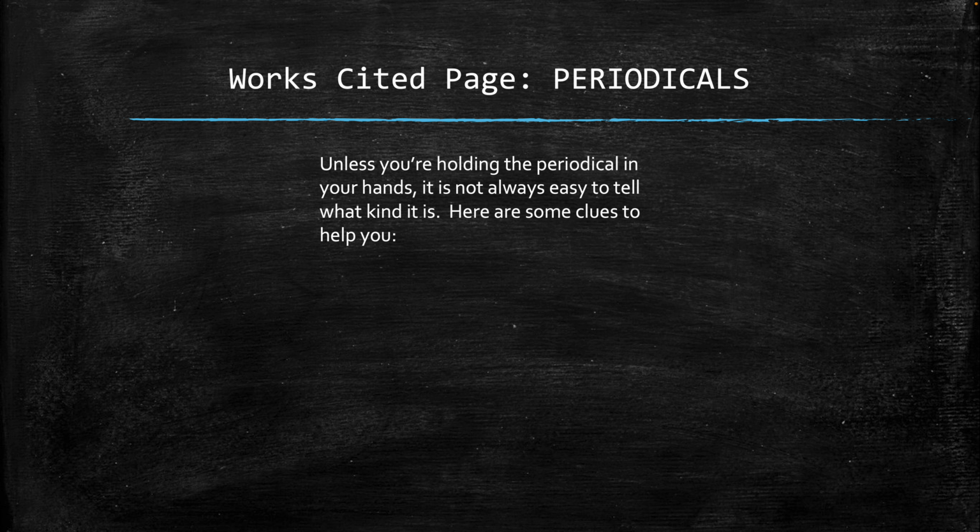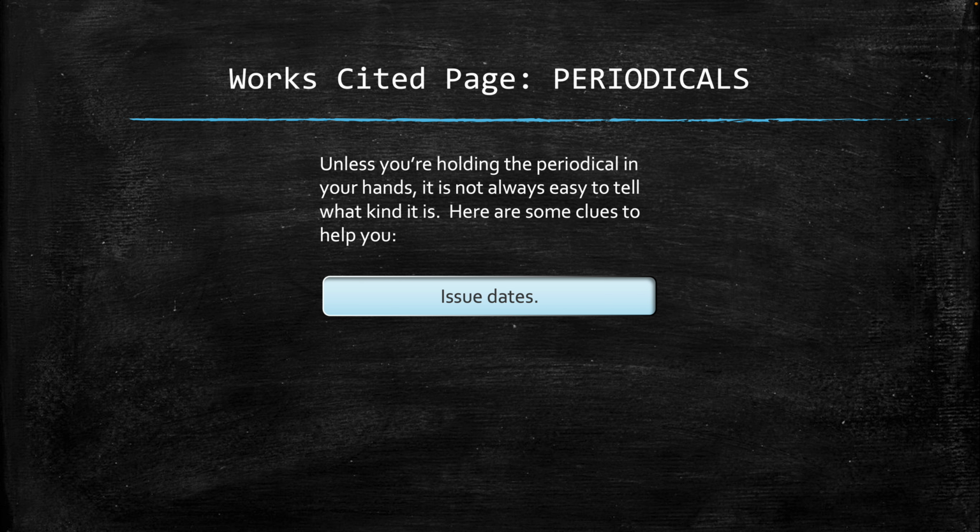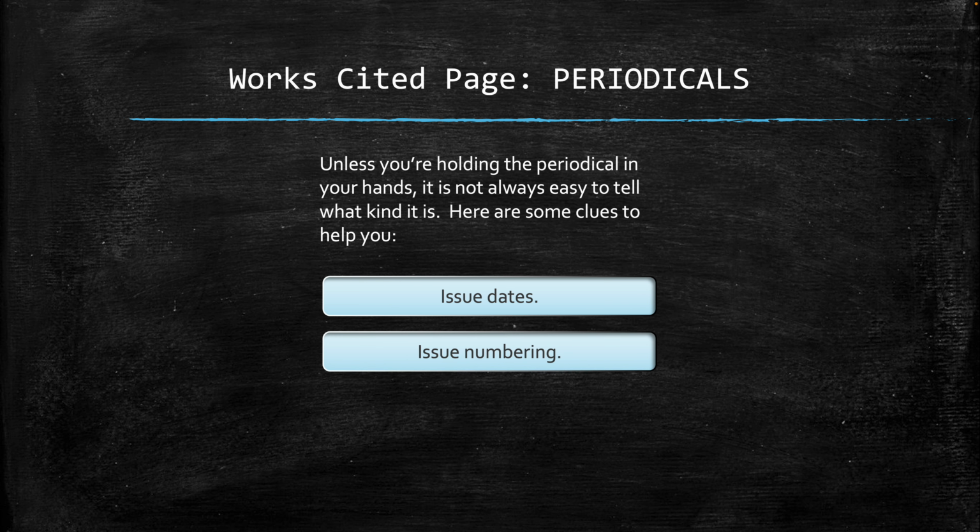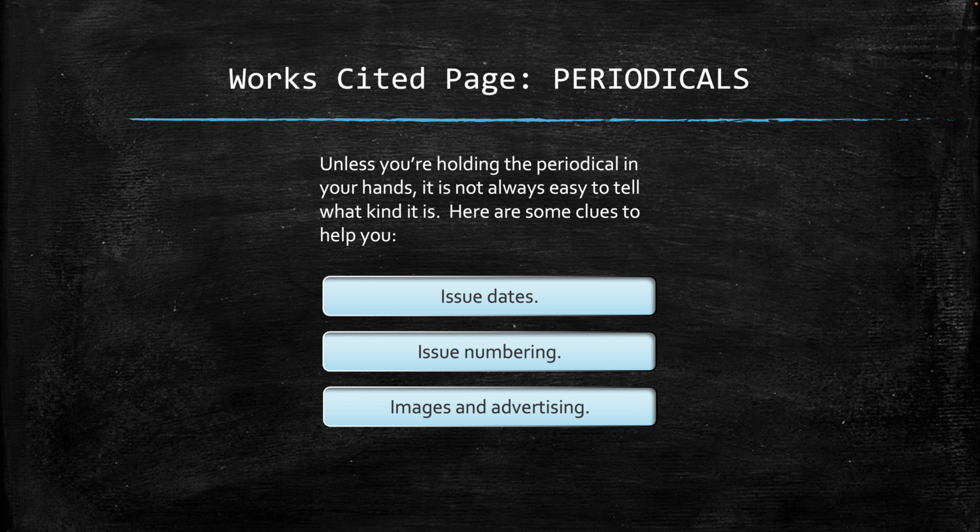So unless you're holding the periodical in your hands, it is not always easy to tell what kind of periodical it is. So here are some clues to help you: issue dates, issue numbering, and images and advertising. This will help you to distinguish between popular and scholarly sources.